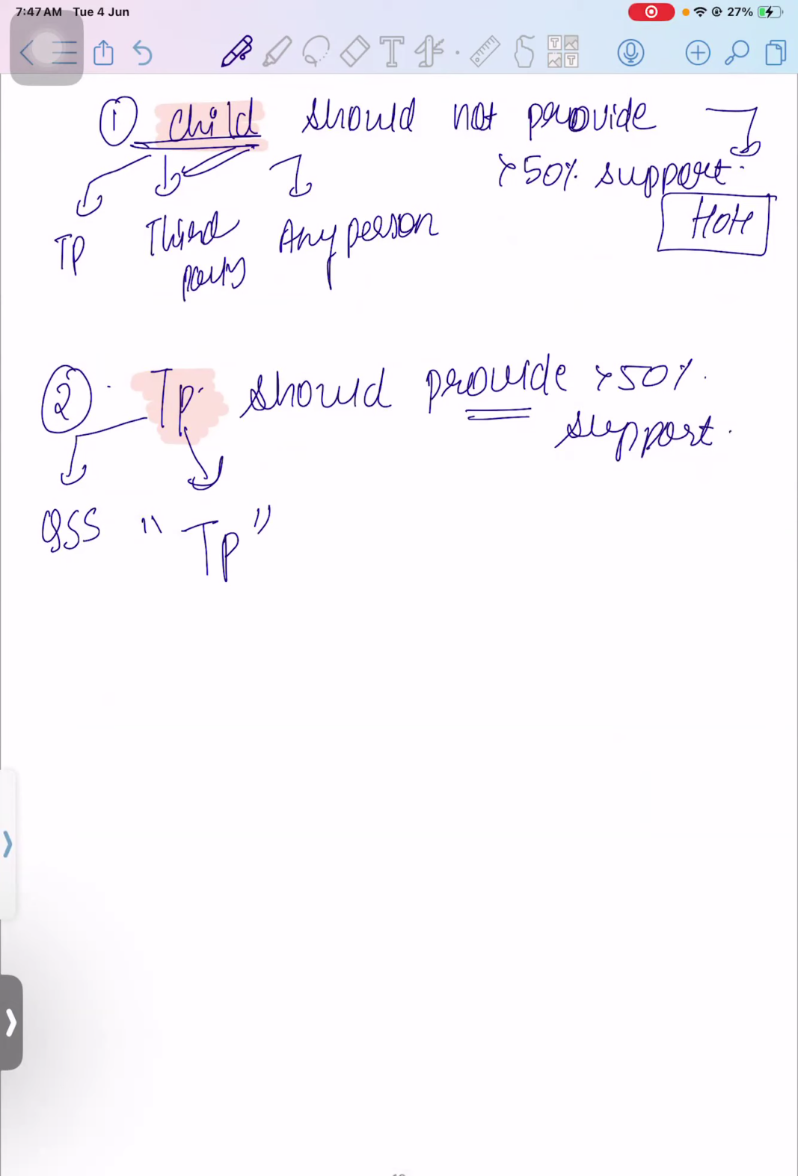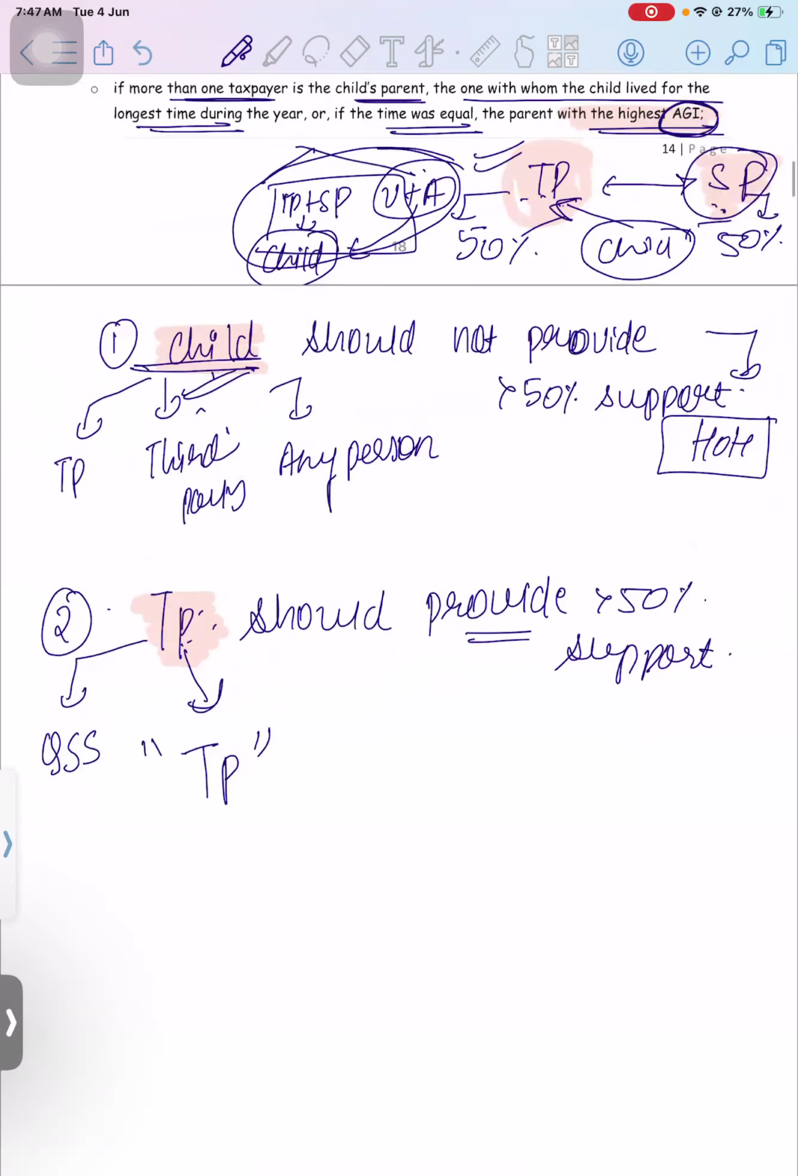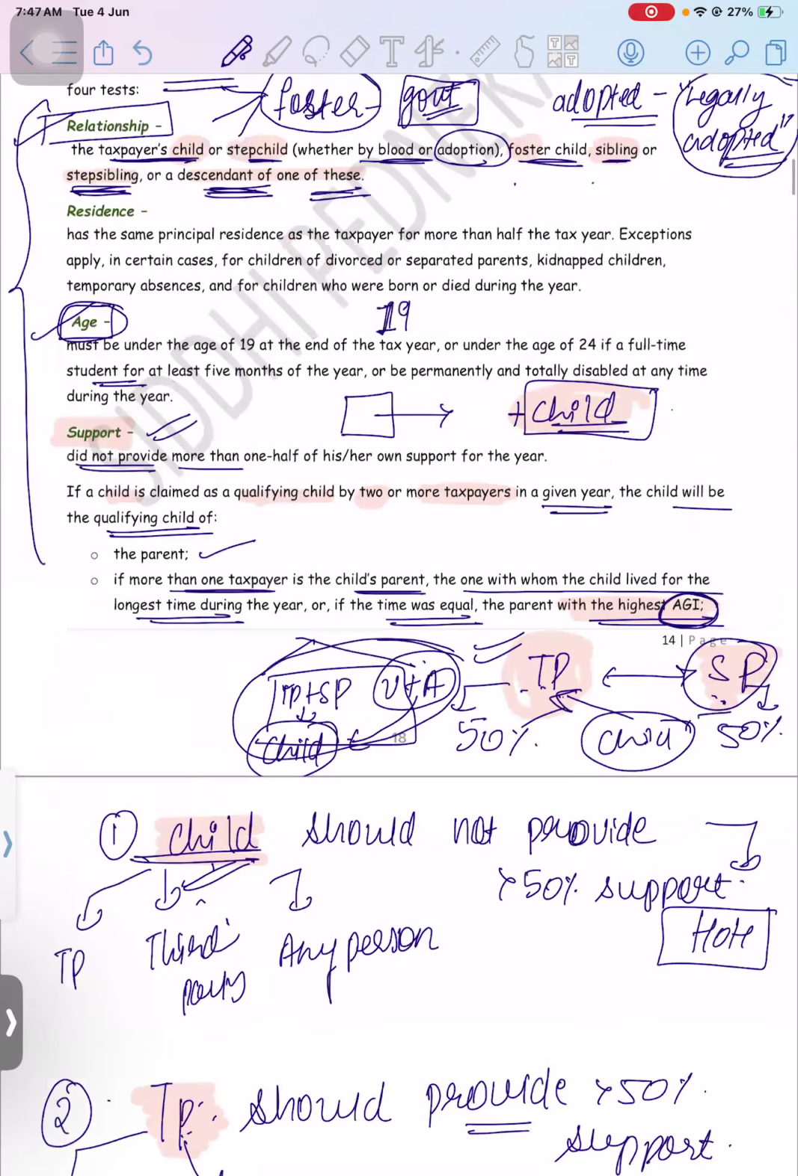Did you get the difference between these two terminologies, guys? Any doubt, any question, anyone? Okay. Generally, if the questions are twisted in the exam, they play around these two terms. You should keep in mind where the child is not allowed and where the taxpayer alone is responsible to provide the support for the child. Okay, clear, guys? All right.